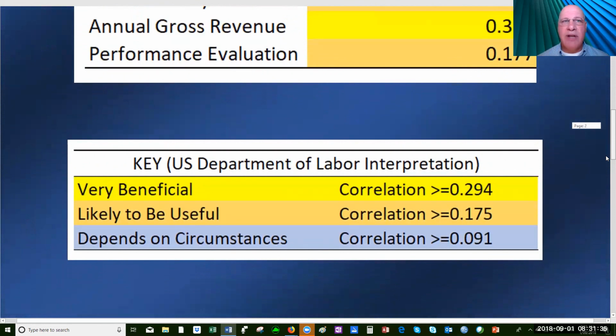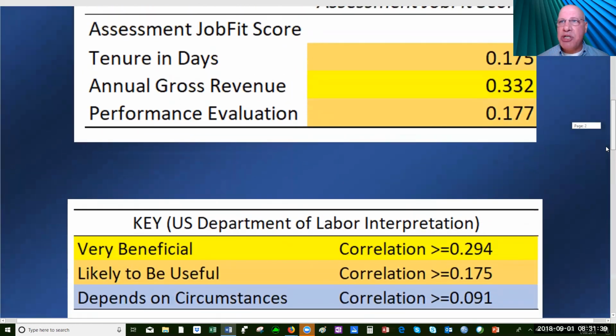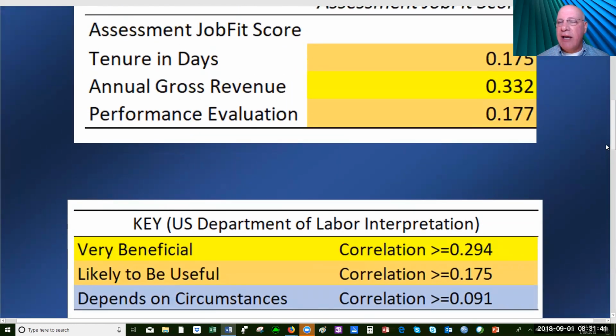And the U.S. Department of Labor gives us an interpretation key. The yellow range is very beneficial, and that actually allows us to do some forecasting, some estimation with forecast formulas and deploy HR analytics, whereas the other correlations are in the likely to be useful range. They're good for understanding and knowledge, but we really shouldn't forecast with those.